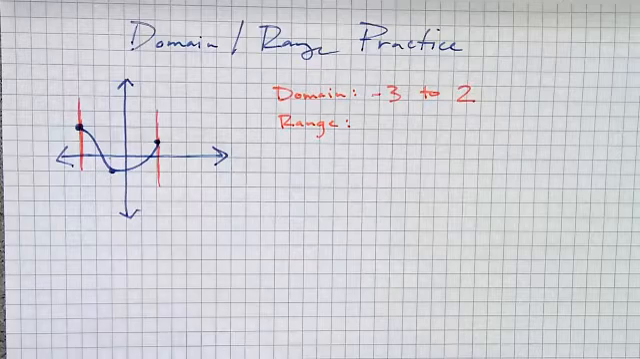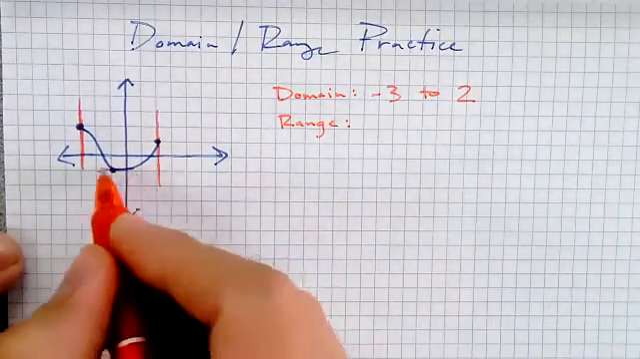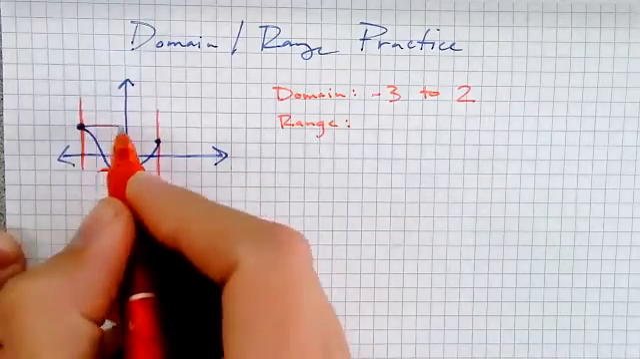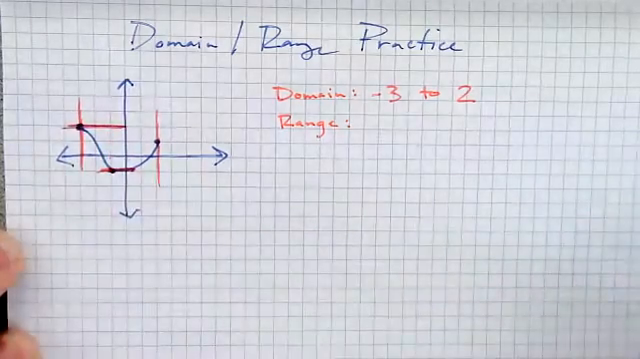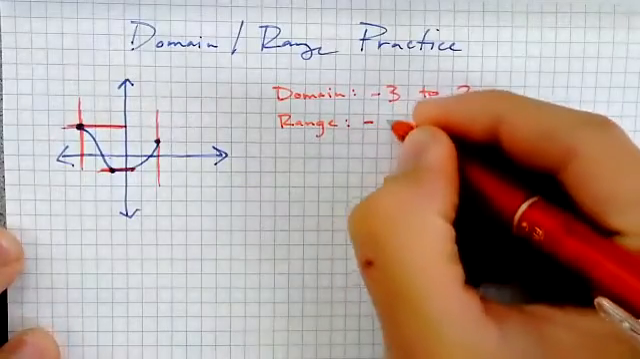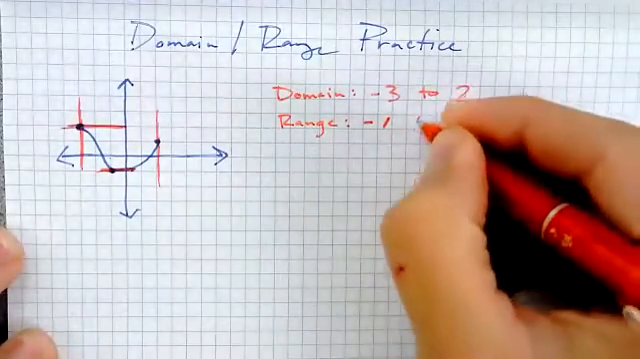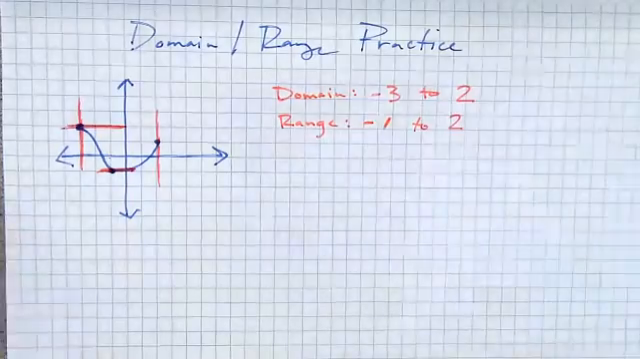Okay, our range, looking at our y values. So it's always our lowest value to our highest value. So this one would go from -1 to +2 as well.